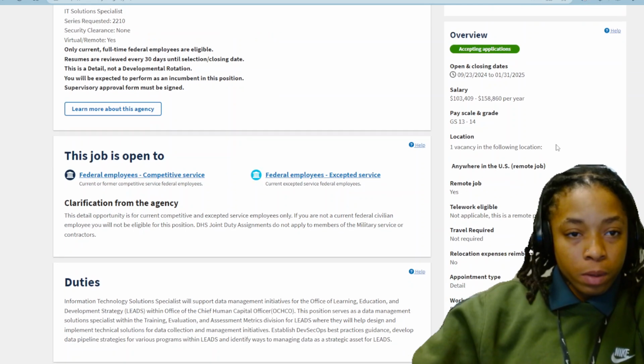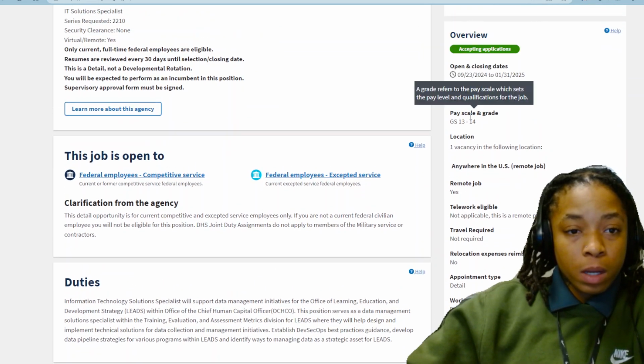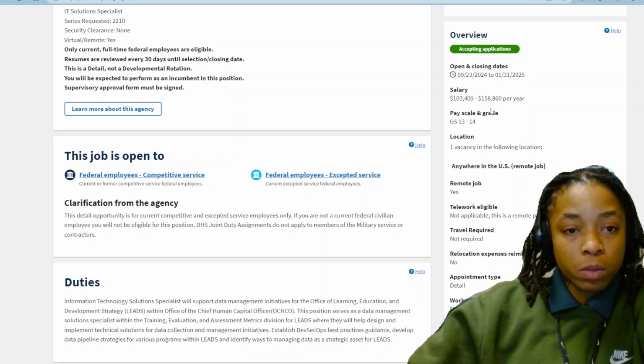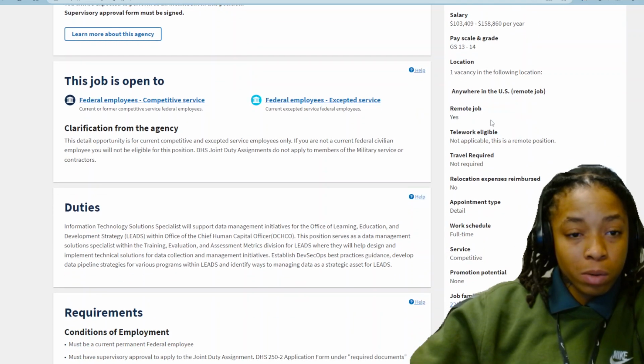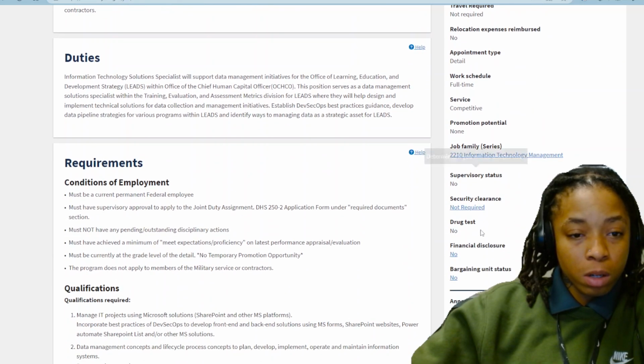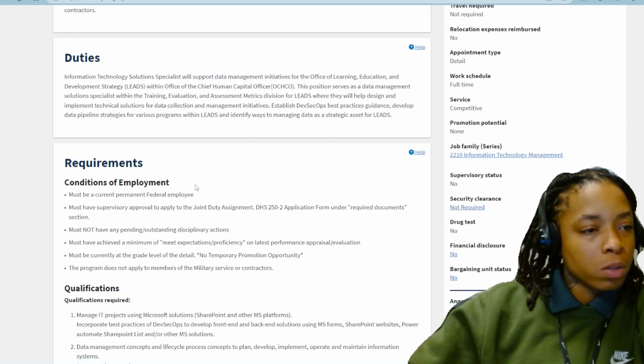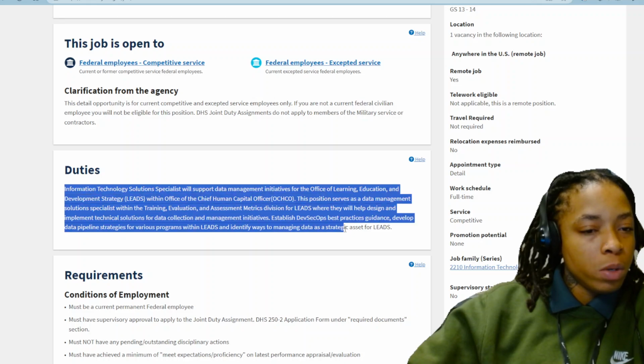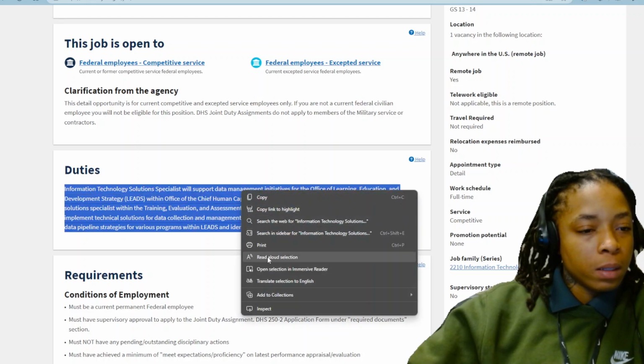As far as the salary, $103,000 to $158,000 and some change per year, that's good. Remote, yes. No travel required. So this looks like a remote position. Security clearance, no. Drug test, no. So that's cool. It has the duties right here. Let's hear that.